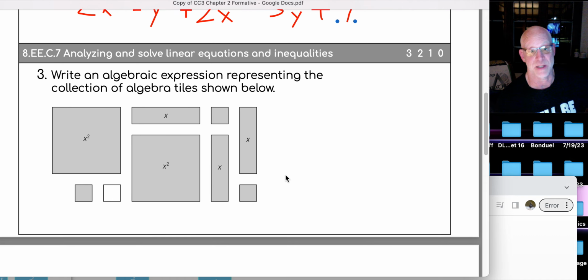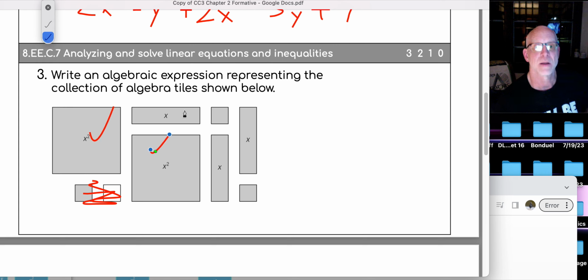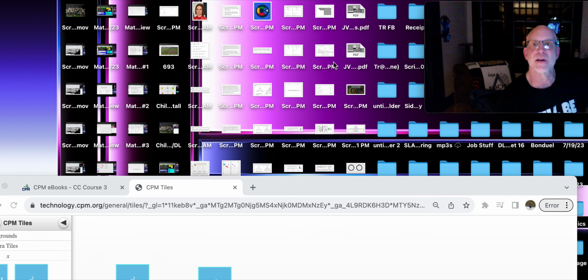Everyone did well on this one. We saw that these two cancel out. So what do we have left? We have 2x squared plus 3x's plus 2. 2x squared plus 3x's plus 2. That's it. Beautiful. All right, so the next part of your formative looks like this.